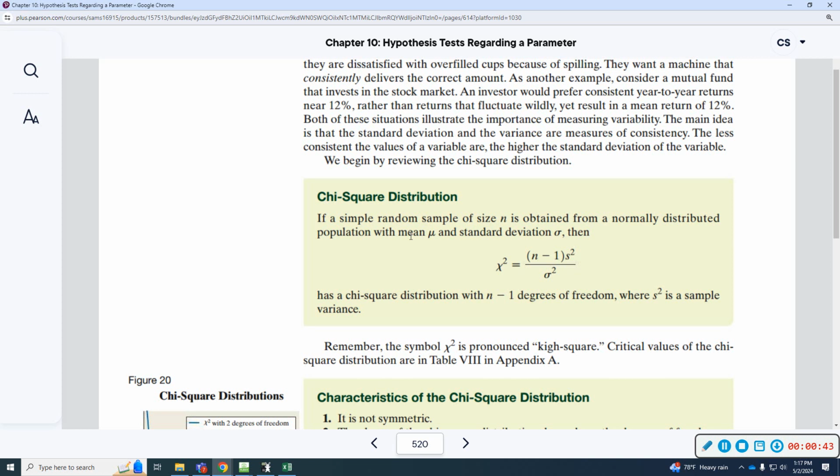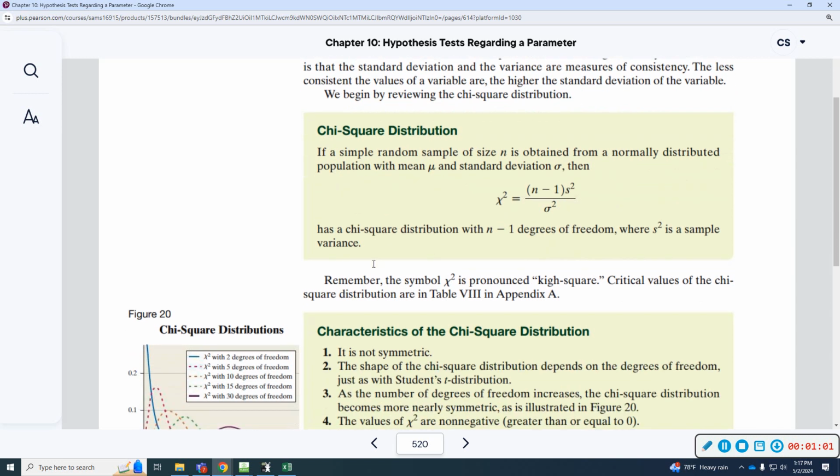This is only going to be used if the sample comes from a normally distributed population with mean mu and population standard deviation sigma. Degrees of freedom is n minus 1, and s squared is the sample variance.